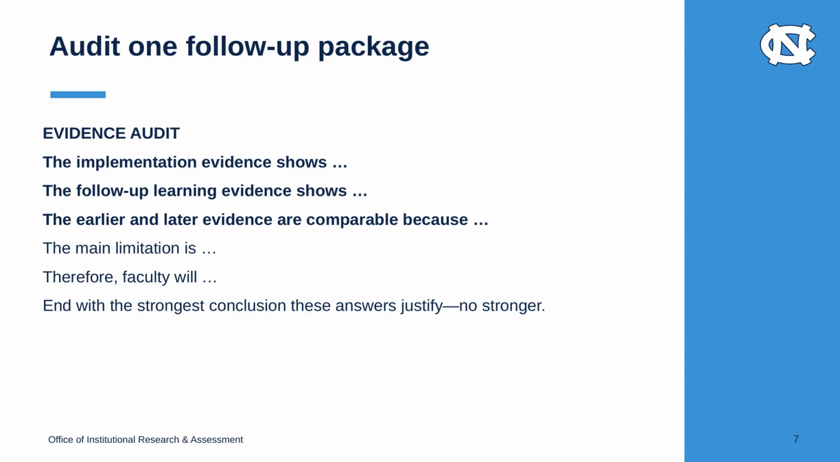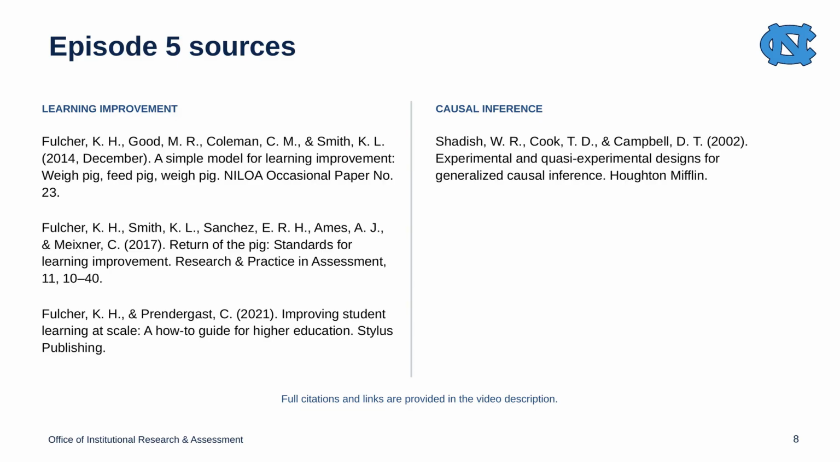An honest decision to refine, reassess, or gather better evidence is still learning improvement work. Follow-up evidence becomes useful when implementation, learning, comparability, limitations, and the next decision are visible. Across different cohorts, the defensible conclusion concerns performance across cycles, not individual student growth. This completes the core 5-part sequence. Diagnose a learning need, design a response, examine follow-up evidence, and make the next decision explicit.